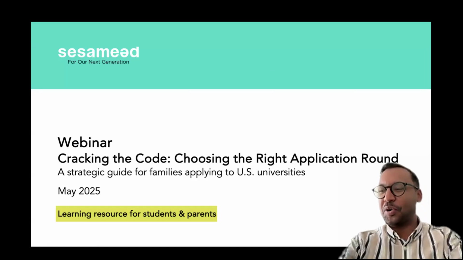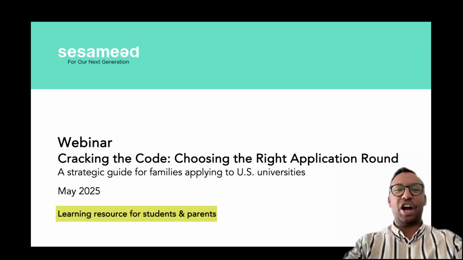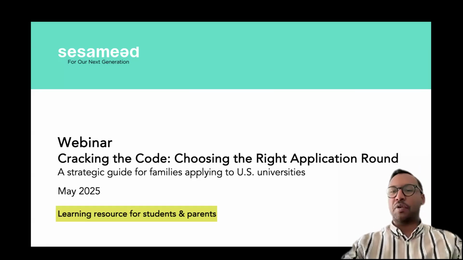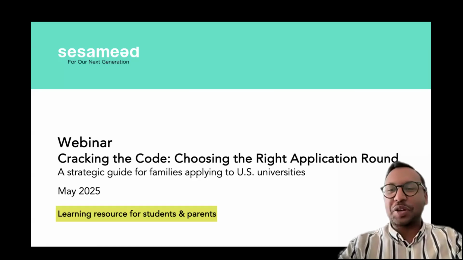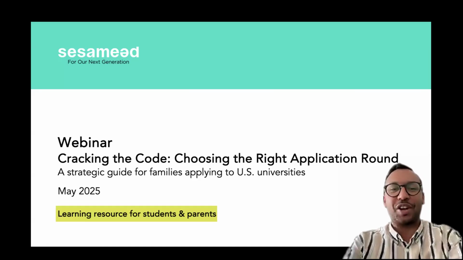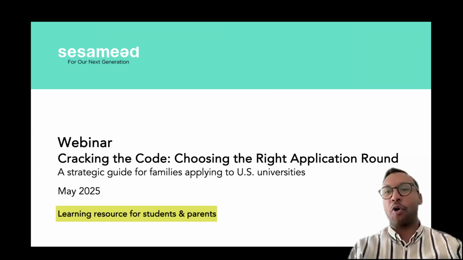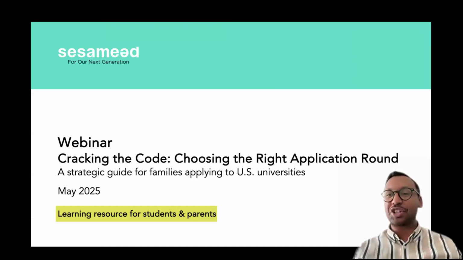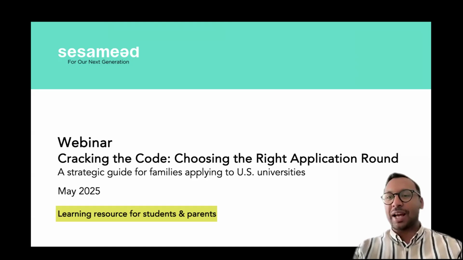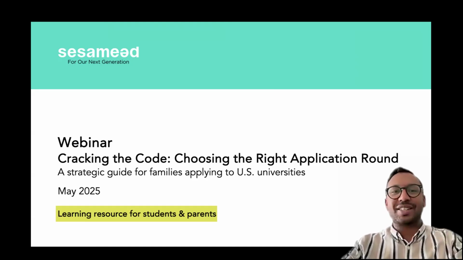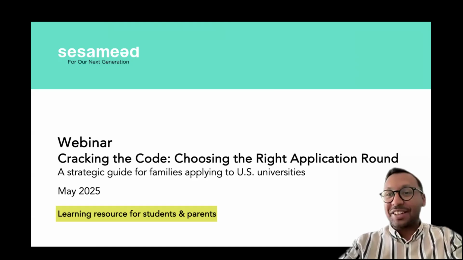Fantastic. So for today, what we'll be focusing on is really thinking through the various opportunities that students have when thinking through their colleges, specifically with the focus on selecting the right application round and how that might form part of a strategy that students and families can utilize when thinking through the colleges that they'll be applying to over the next few years. And again, this work actually starts a lot earlier than your final year of high school.